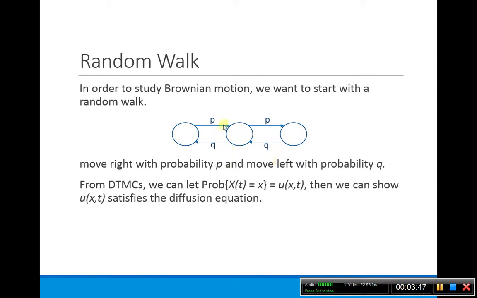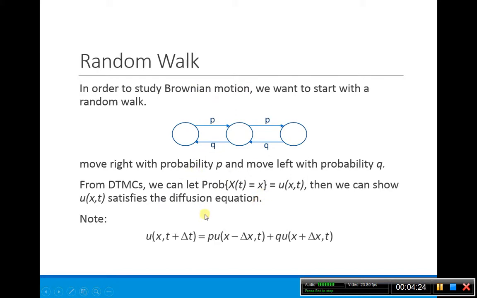If we let u(x,t) be the probability that we're at state x, then this is what we did when we were talking about discrete Markov chains. We can say that u(x,t) satisfies the diffusion equation. So we're going to take u(x,t), the probability that X_t is equal to x, use this random walk, and derive the diffusion equation. Under certain conditions, this is going to give us what we term Brownian motion.